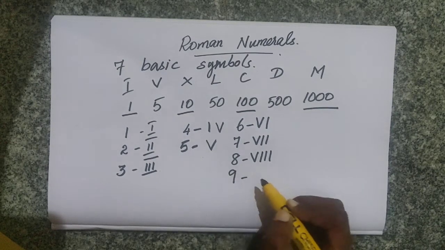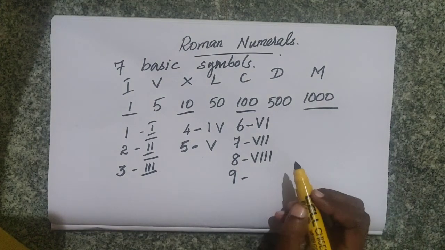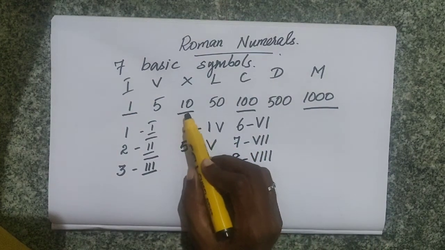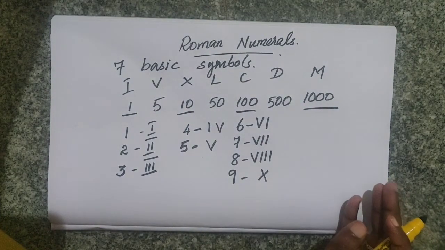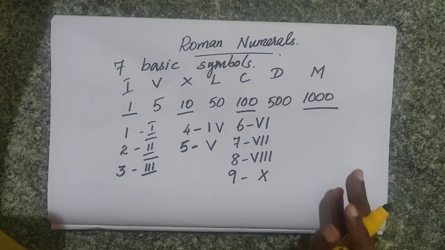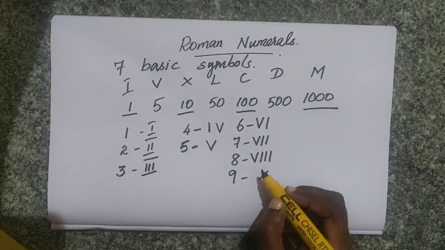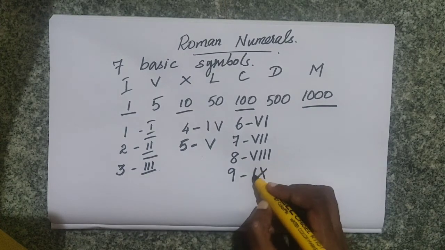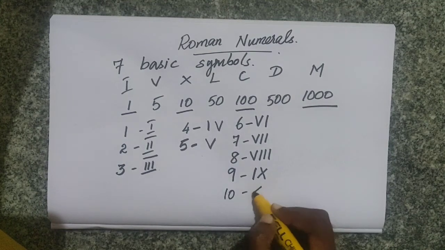For 9, we cannot repeat 1 four times. According to the rules, we can repeat only 3 times. So we have to go for the next highest symbol, which is 10, and that is X. From 10, if you minus 1, you will get 9. To minus, you have to put the smaller numeral on the left side of the higher numeral. So on the left side of 10 you put 1. This is the way we write 9. Again, you know 10. For 10 it is X.